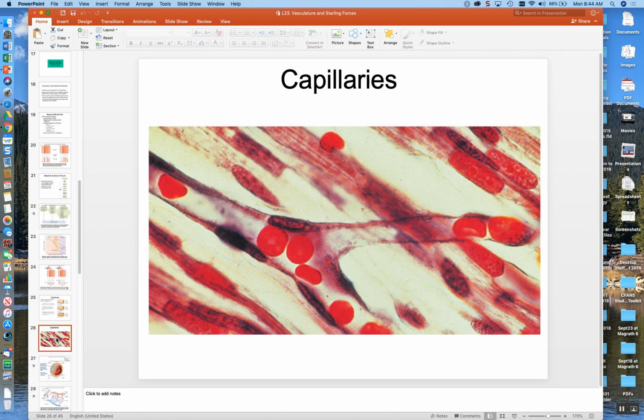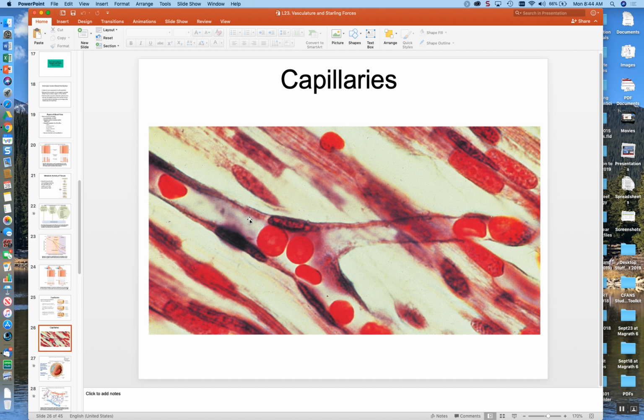So capillaries are very tiny tubes. This is kind of a nice image because you can see it only allows red blood cells to go through the tubes in single file. They're so small, and they're very thin to allow for a lot of oxygen and nutrients to be exchanged.